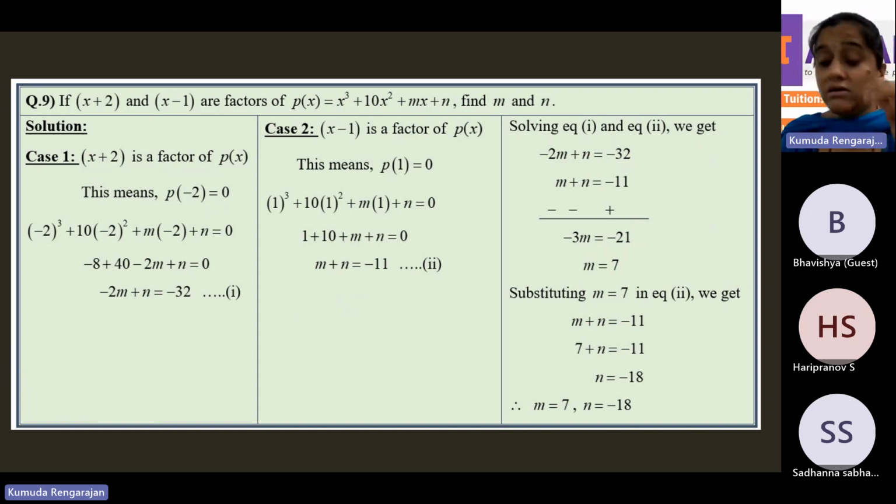What's the time? Oh my God, I'm so sorry. Okay. Understood, children? I'll share a picture of this answer so that you can complete it at home. All right?